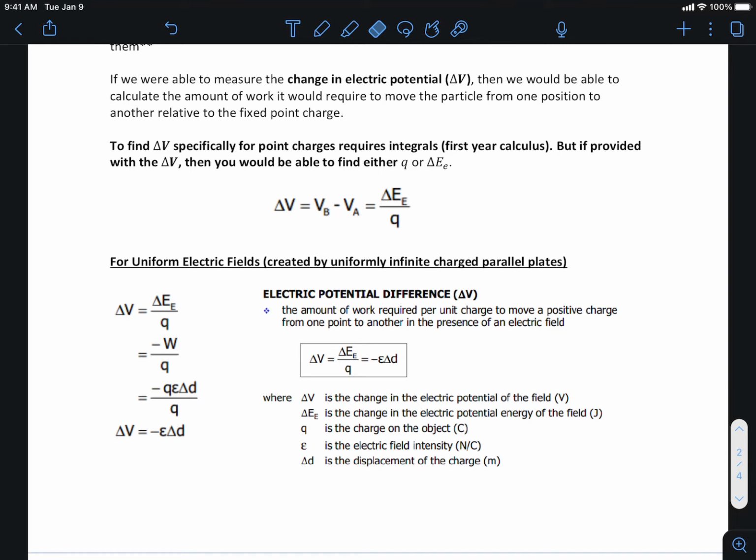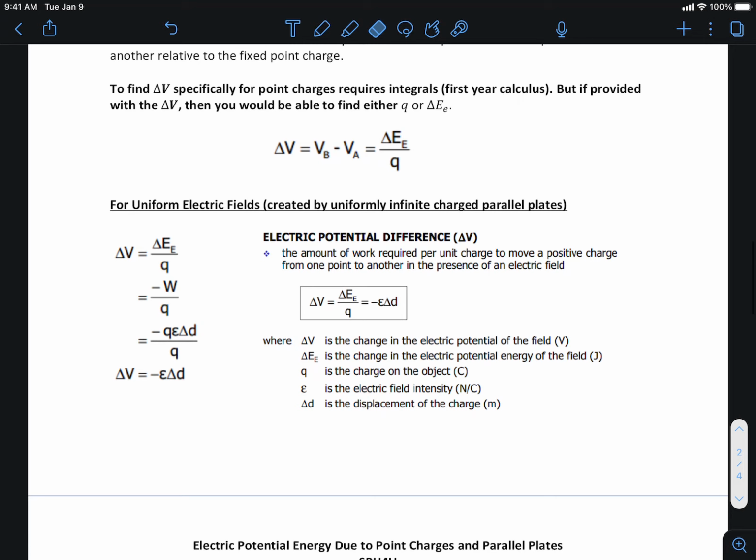We could use these equations to find what the potential difference is between one spot and another, the change in voltage. And down here, it's just an equation. Delta V is the change in electric potential of the field, delta E is the change in electric potential energy of the field, Q is the charge in the object, E is the electric field intensity.